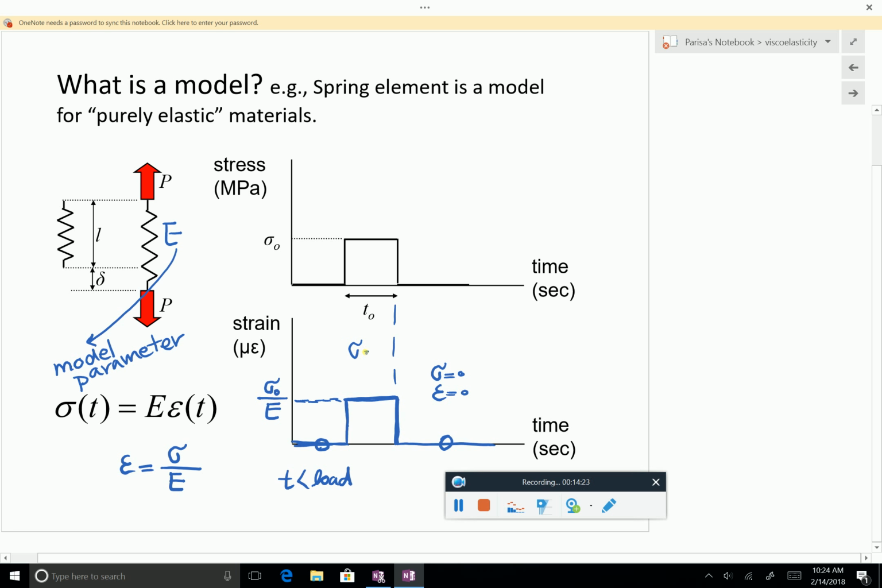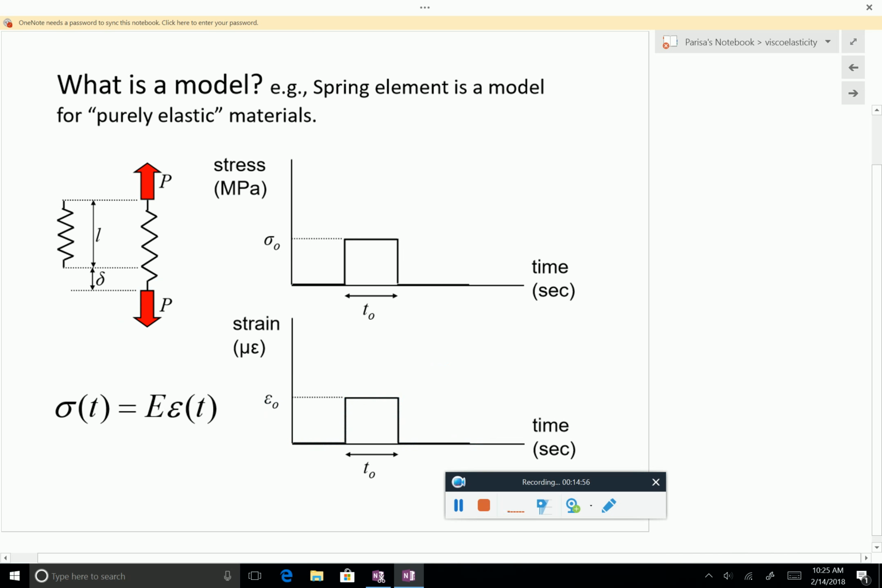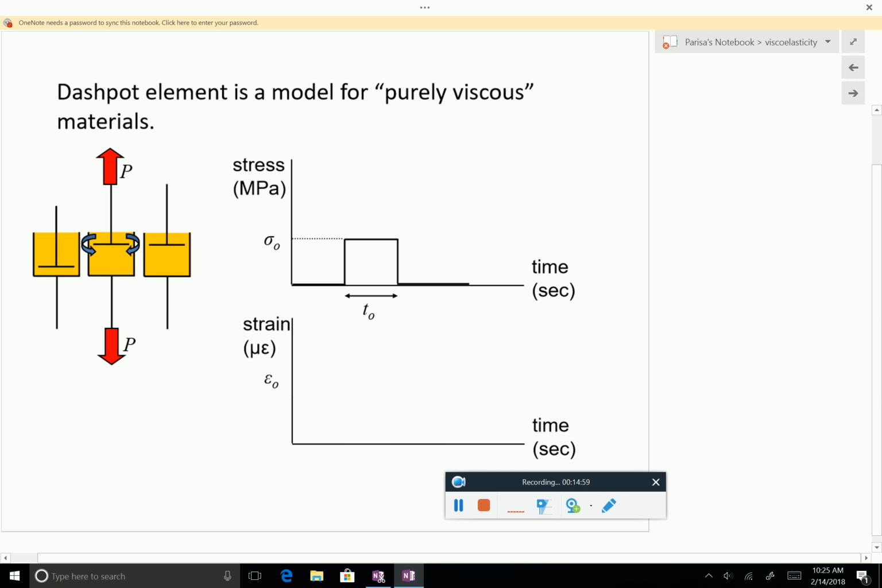Here, sigma is sigma 0. Epsilon is sigma 0 over E. And here is like the other part. Sigma is 0. I know you've seen it, but we are going towards more complicated models. It's very important that we understand things from the bottom up. So I guess hopefully this is all clear for everyone. Okay, that's how it looks.